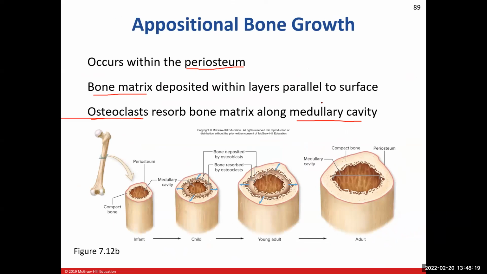Again, keep in mind it follows the same rules as we talked about with cartilage appositional growth. It occurs in the periphery. The cartilage uses the perichondrium, whereas our bone uses the periosteum.